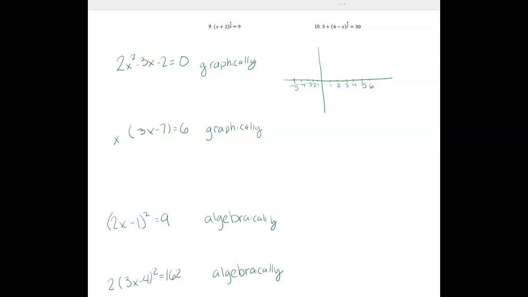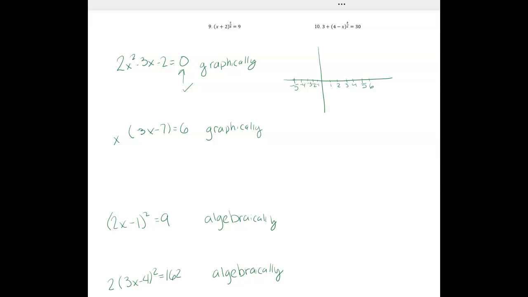Okay, on number 1, the first thing I see is that I need to do this graphically, so go ahead and grab a graphing calculator, turn it on, let's get started. Alright, so the first thing I want to do before I even start graphically is make sure that this equals 0. It does, so that's one less step that we have to do ourselves.